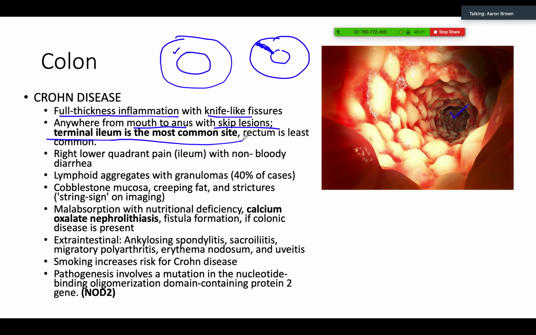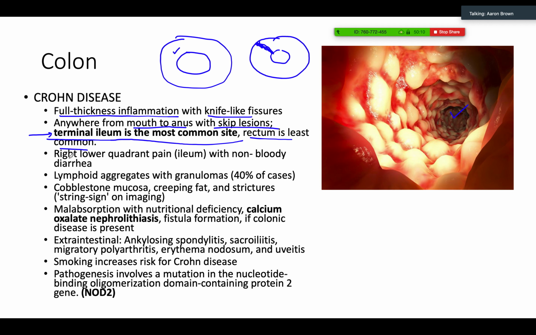I know, terminal ileum is not part of the colon, it's part of the small bowel, but whatever, we're including it here anyway. I really want you to remember, and I think you know this because you've told me this in the past, terminal ileum is really the place that all these Crohn's patients are going to have inflammation. Okay? And the rectum is the least common, and that's different from ulcerative colitis, which always involves the rectum.